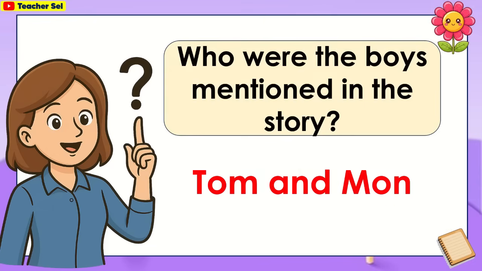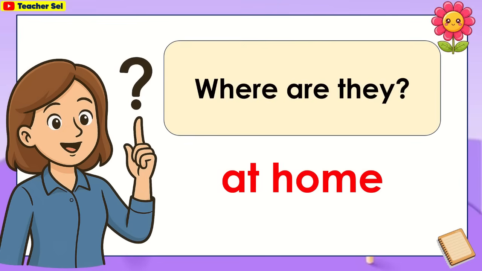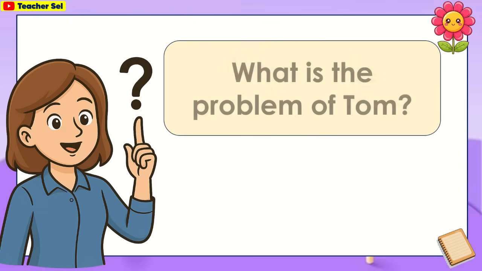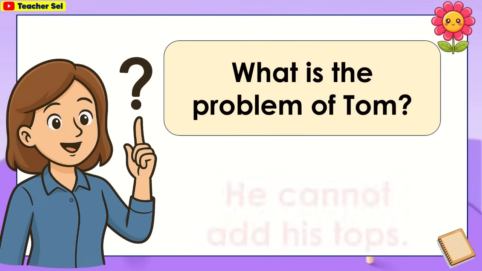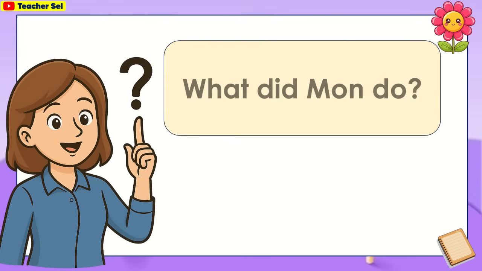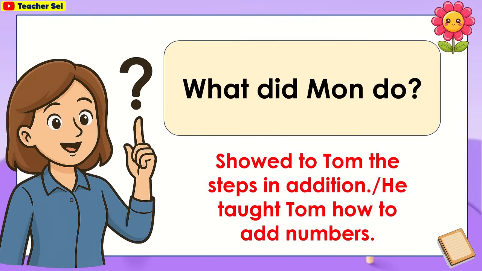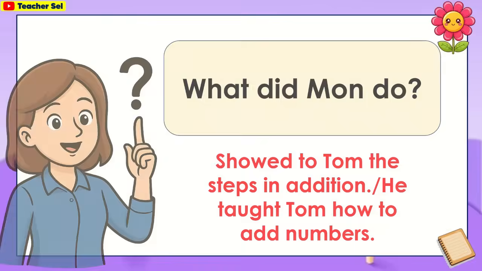Who were the boys mentioned in the story? Tom and Mon. Where are they? At home. What is the problem of Tom? He cannot add his tops. What did Mon do? Show to Tom the steps in addition. He taught Tom how to add numbers.